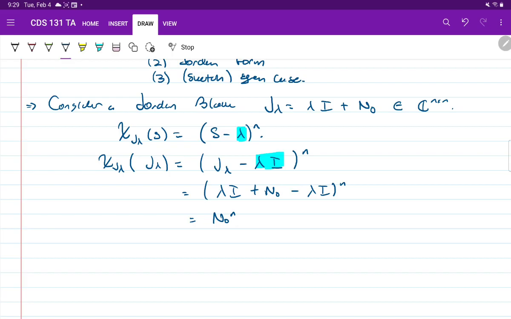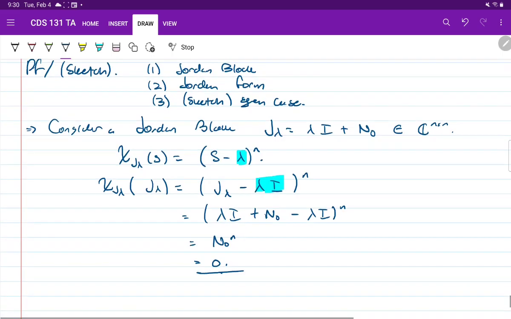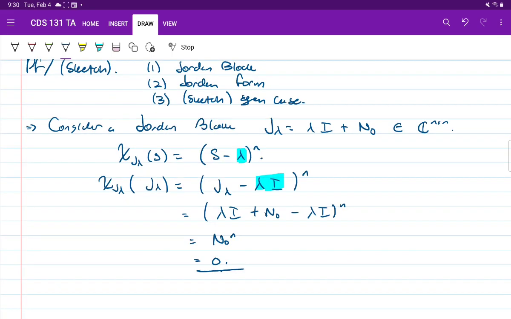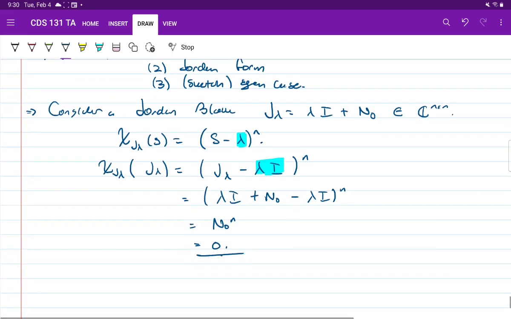Now remember, the multiplication rule for these N_0's says that up until power n minus 1, N_0^k will equal some non-zero matrix. But once we hit power n, this matrix will actually be 0. This is exactly our multiplication rule for nilpotent matrices. So for the first case of this nice Jordan block, the result follows pretty cleanly.